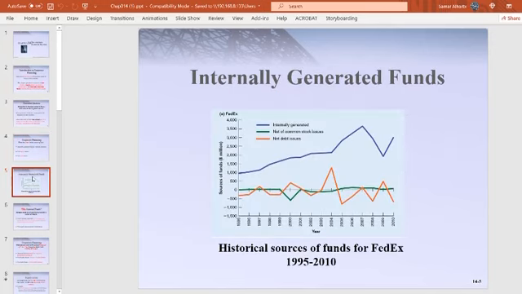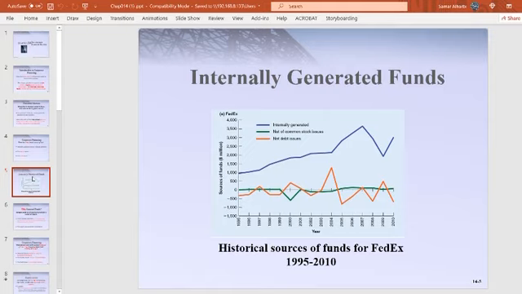Here we just have an example for this company, FedEx. It shows how they are sourcing their funds, how they are raising their money, what their sources of finance are. They have three different sources of funds: internally generated funds, net common stock issue, and net debt issue.